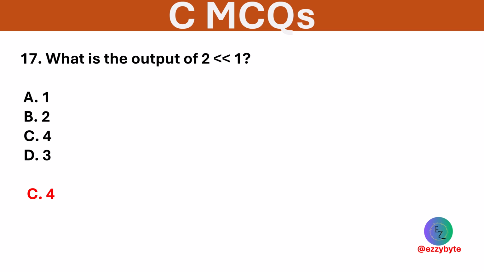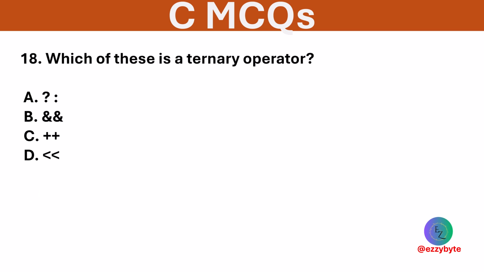after one left shift. Which of these is a ternary operator? Options are question colon, double and, increment and left shift. Option A is correct. Question colon is known as ternary operator used for inline conditional expressions.